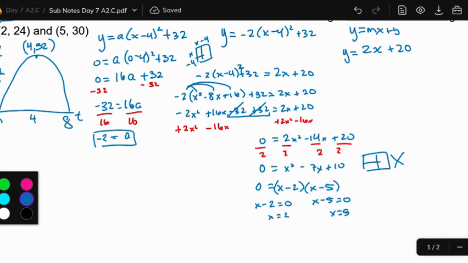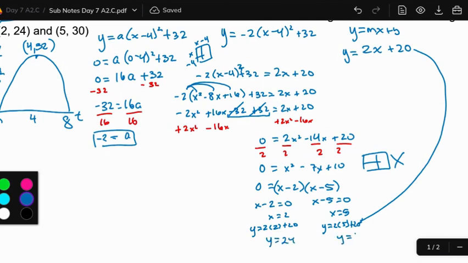We also want to figure out what our y value is, so I'm just going to use that equation and substitute that in. 2 times 2 plus 20, and 2 times 5 plus 20. So my y value in this case would be 24, and in this case would be 30.